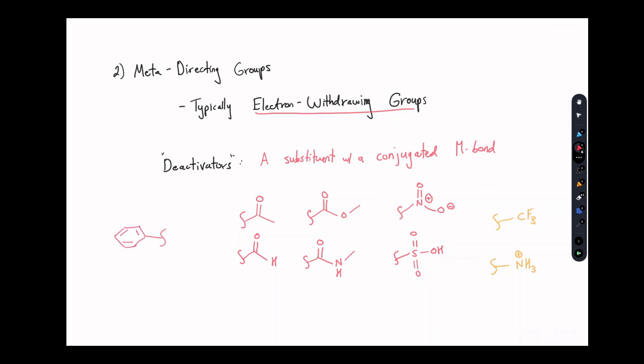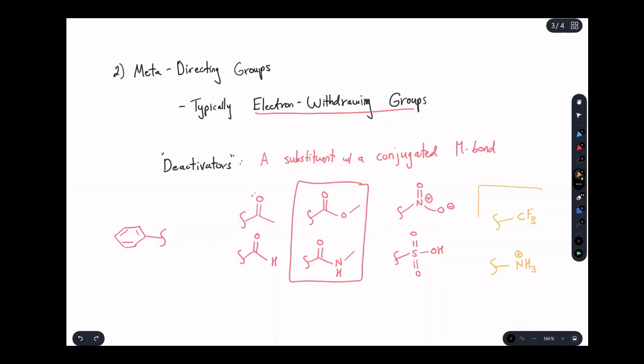Every single one won't be able to donate electrons with resonance, but they will be able to take electrons out and withdraw from the ring. As you can see, the ketone, the aldehyde, and interestingly the ester and the amide show up here again, but notice that they're connected differently. Instead of being connected by their oxygen, they're connected by the carbon of the carbonyl. So esters and amides can't be classified exactly as always activating or always deactivating. It depends on the way that they're connected.